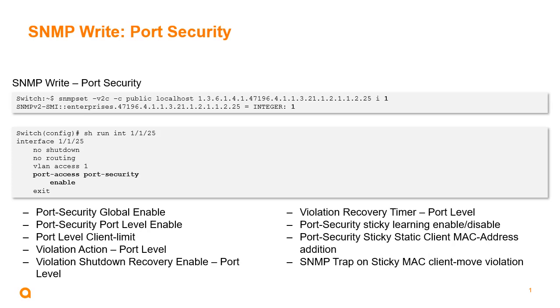We can also use various options for port security and writing values to that. We can enable port security globally. We can enable it at the port level. We can add a client limit at the port level. We can set a violation action. We can set a violation shutdown recovery enable action, both at the port level. We can set a violation recovery timer at the port level. We can do port security sticky learning, basically sticky MAC address learning, enabling or disabling that. We can do a port security sticky static client MAC address addition, or we can enable a trap on a sticky MAC client move violation.